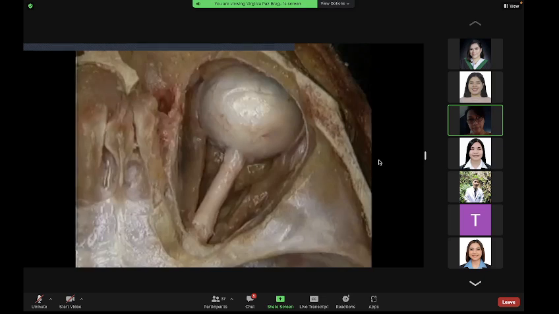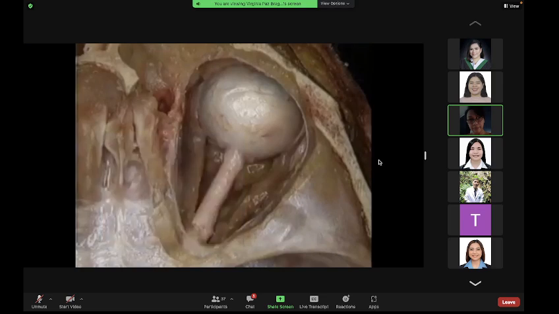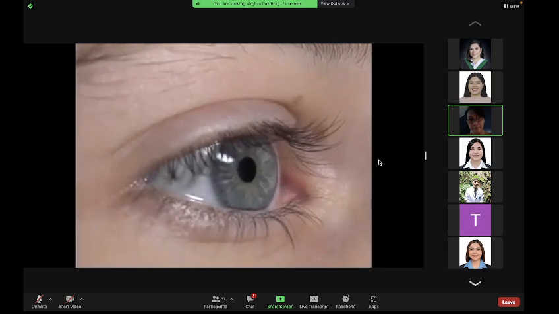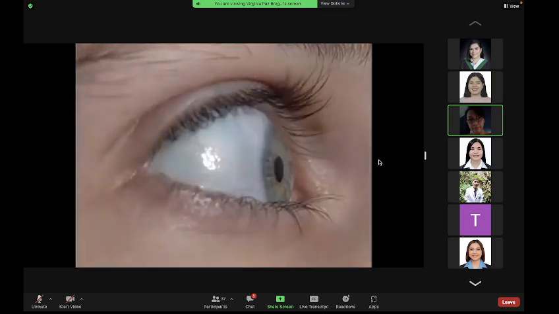The tough outer coat of the eye is the sclera. The sclera extends from here behind, where the optic nerve passes through it, all the way around to here in front, where it becomes continuous with the transparent cornea. The cornea is the transparent window that allows light to enter the eye. The cornea is more sharply curved than the sclera. It bulges forwards.